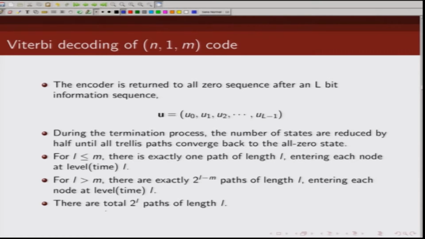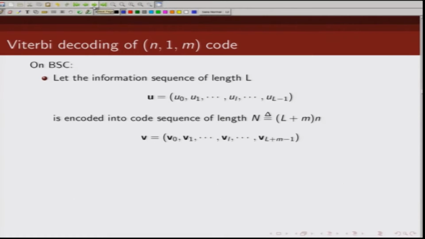And in total there are 2 raised to the power L paths of length L in this trellis diagram. So let us consider how we are going to decode this convolutional code, which can be represented by its trellis diagram. We are considering a binary symmetric channel. Now recall what a binary symmetric channel is.